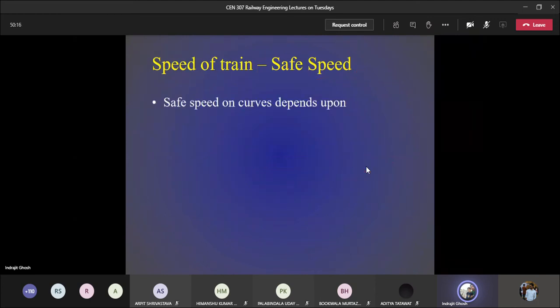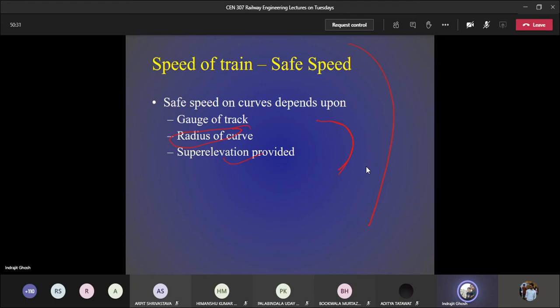Speed on curves will be dependent upon the gauge of the track, the radius of the curve, that is obvious, whether it is a sharp curve or a really large curve, and the superelevation provided, that is, how much we are raising the outer rail with respect to the inner rail.